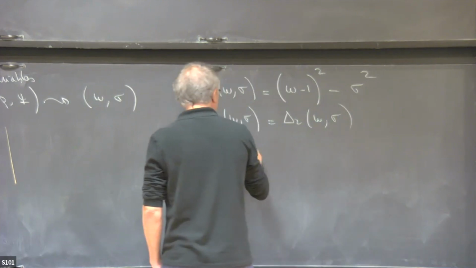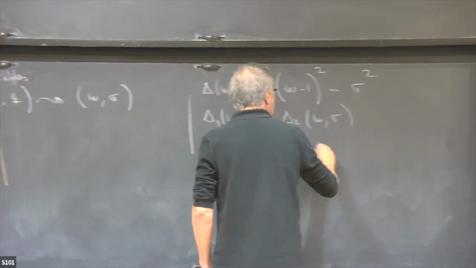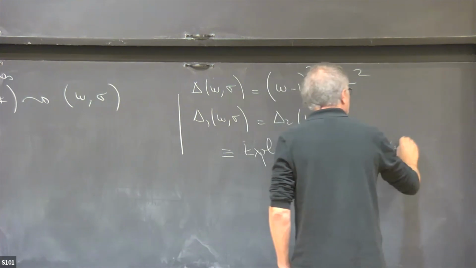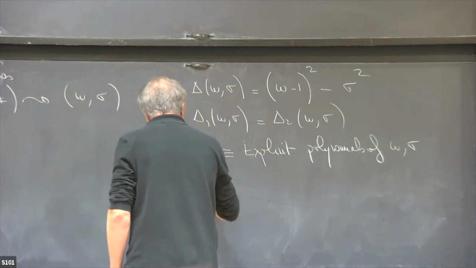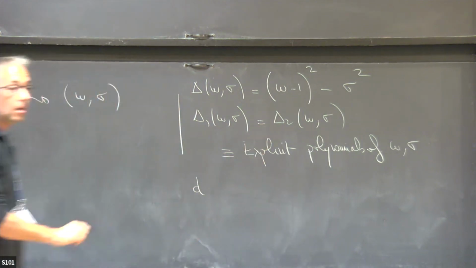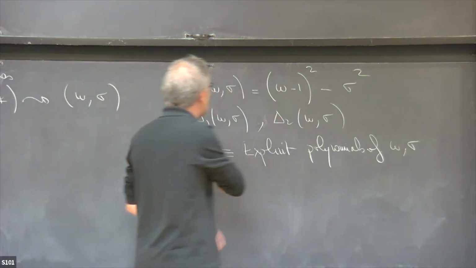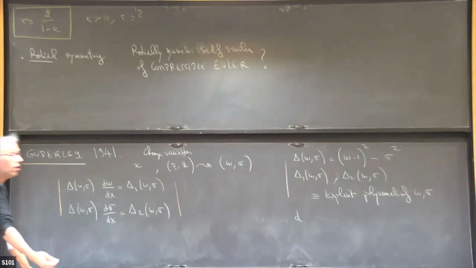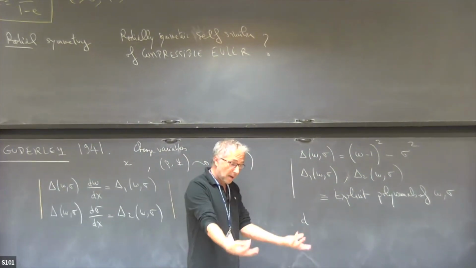they are explicit polynomials of order 3 in omega and sigma. And these polynomials have parameters. So what are the parameters? There are 3 parameters. Delta 1 and delta 2 are not the same function, right? No, they are not. I'm absolutely sorry. Delta 1 and delta 2 are 2 polynomials, explicit functions of omega and sigma. And these depend on three parameters that enter the picture.